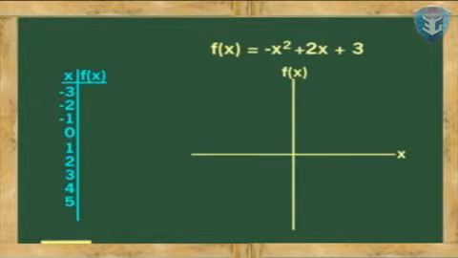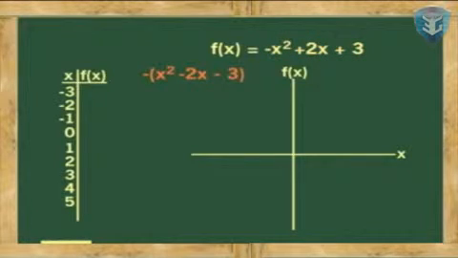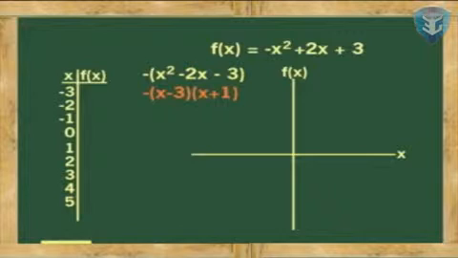Before we start, we can factor the trinomial to find where the parabola crosses the horizontal axis. We write negative x squared plus 2x plus 3 and factor out the negative 1 attached to x squared just to make things more familiar. We get negative (x squared minus 2x minus 3). We factor the trinomial into two binomials, (x minus 3)(x plus 1). Don't forget the negative sign that has been factored out.